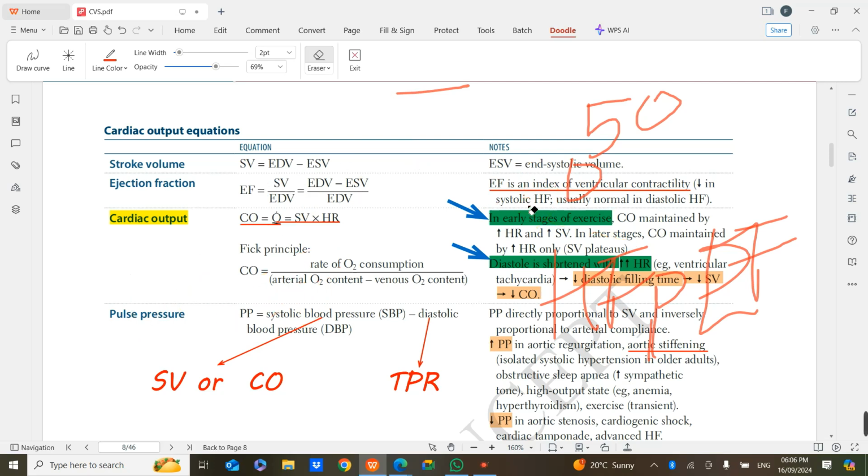What about the cardiac output? This is the cardiac output.